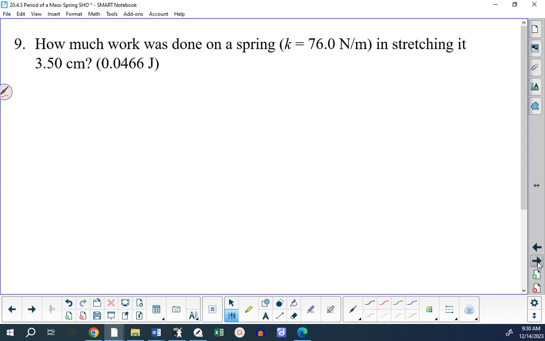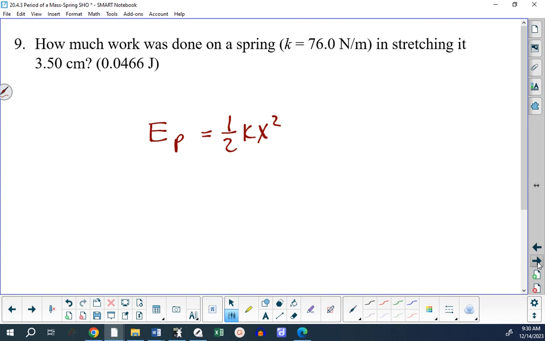If I asked you how much potential energy is stored in a spring if I compress the spring 3.5 centimeters, you would answer the question by saying, well, the potential energy stored is equal to 1/2 kx squared. Right? And you know k and you know x, and you can put the numbers in. But that's the work done in stretching it to that point.